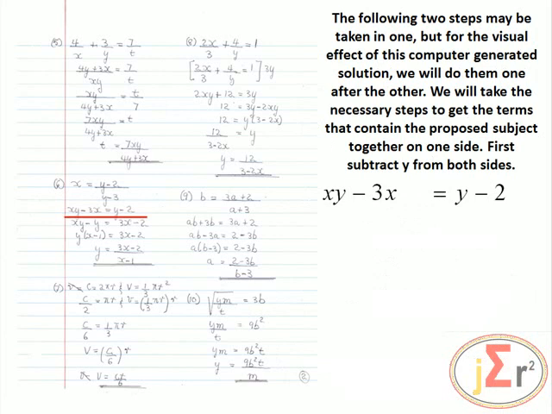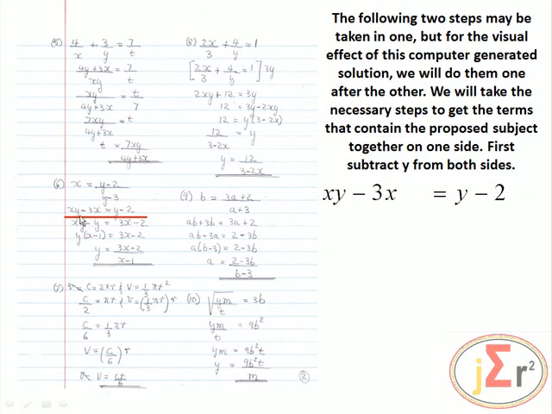The following two steps may be taken in one, but for the visual effect of this computer-generated solution, we will do them one after the other. As we have them right here, we have taken them in one, but on this computer-generated solution, we will do them one after the other. We will take the necessary steps to get the terms that contain the proposed subject together on one side. And we will do that by first subtracting y from both sides.